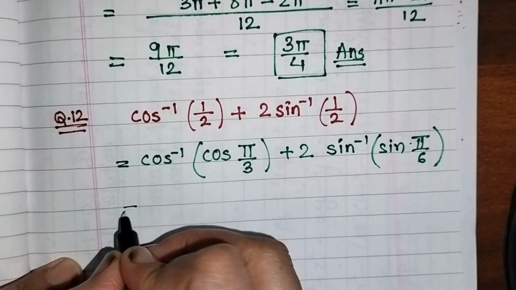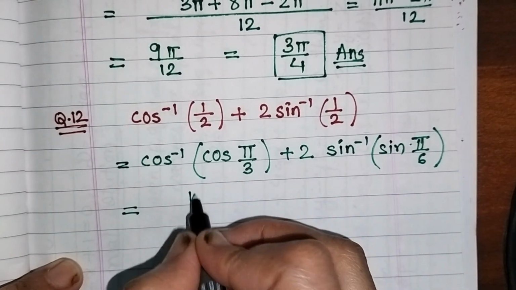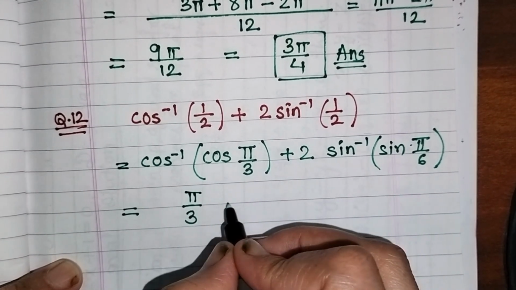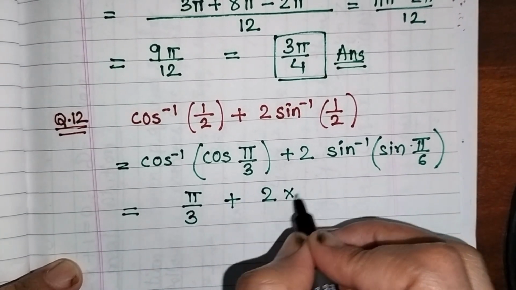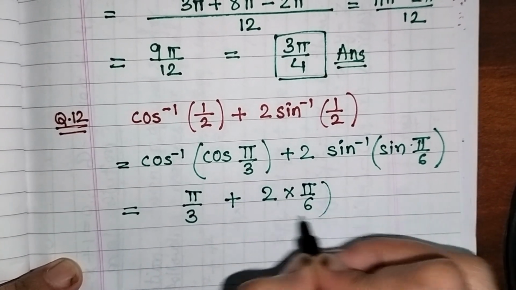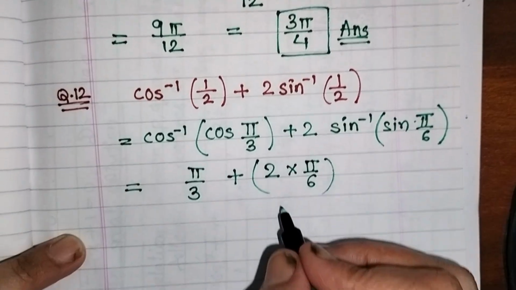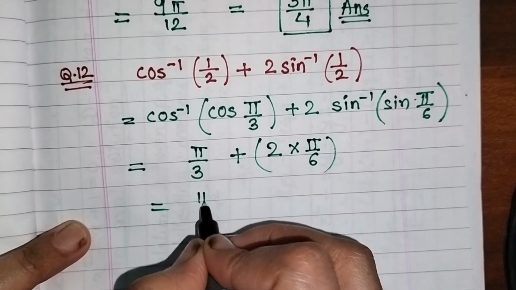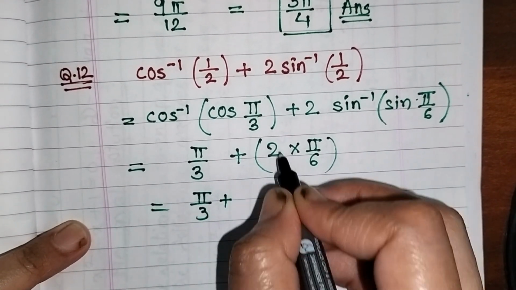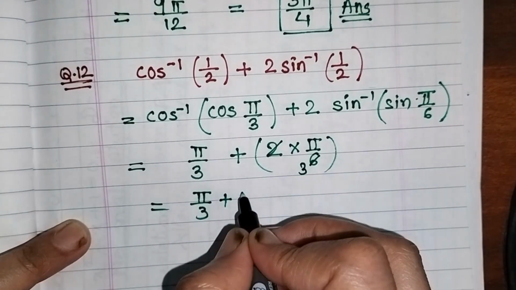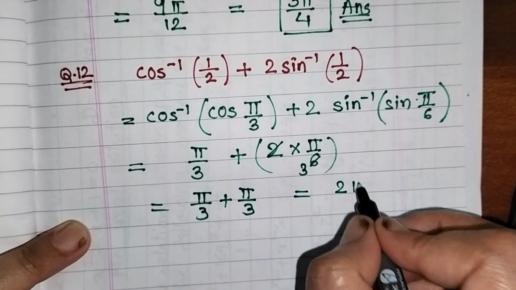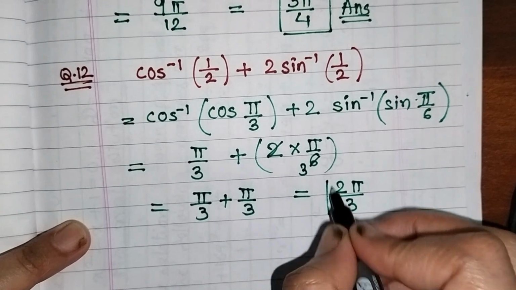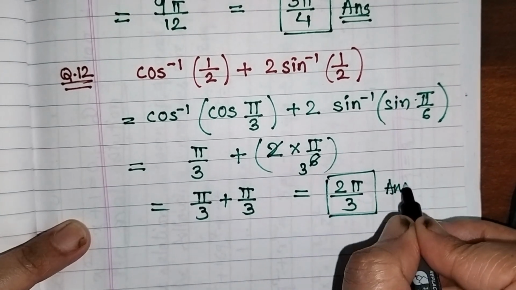Just simplify this. Cos inverse cos is pi by 3, plus 2, and sine inverse and sine get cancelled, so it is 2 into pi by 6. When we simplify this further, it is pi by 3 plus, 2 ones are 2, 2 threes are 6, pi by 3. So we have 2 times pi by 3. This is the answer.